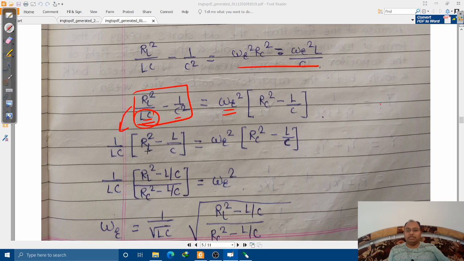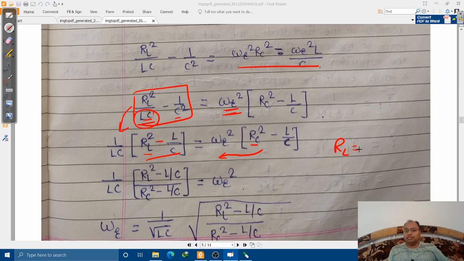So this equation will have RL square minus L by C is equals to, after taking common omega R square, this has RC square minus L by C. Now let us transfer this term to the left hand side. So therefore 1 upon LC is equals to omega square times RL square minus L by C divided by RC square minus L by C.